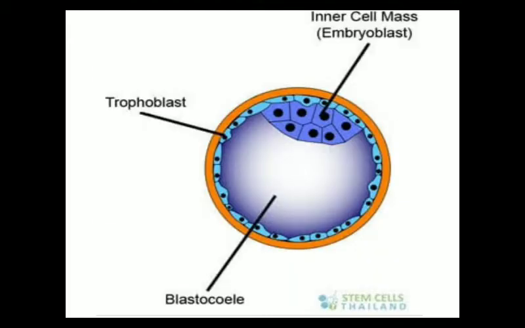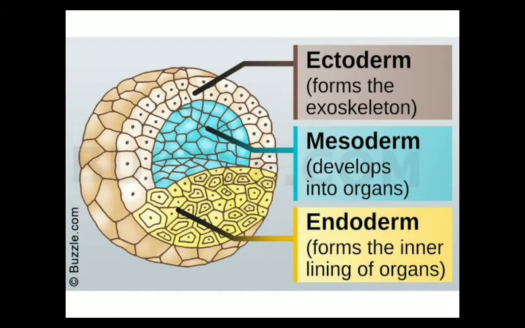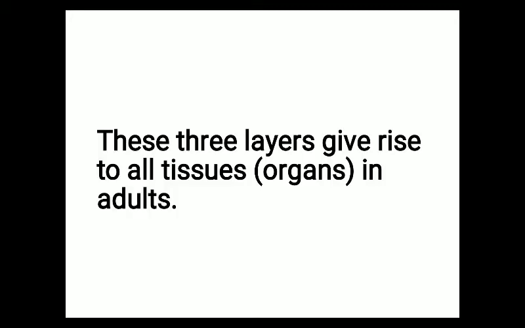So in this diagram you can see that this inner cell mass differentiates into three different embryonic germ layers: ectoderm, mesoderm and endoderm. These three layers give rise to all the tissues and organs in adults. So whatever the different tissues and organs which are made in our body, they are developed from these three germinal layers.